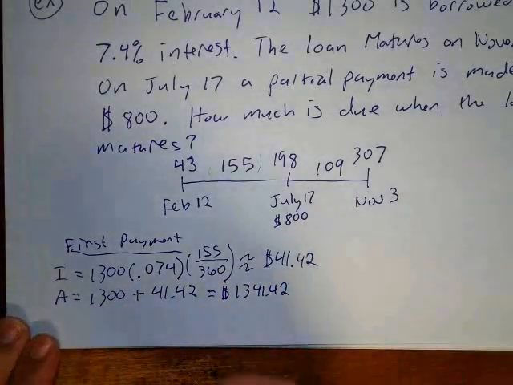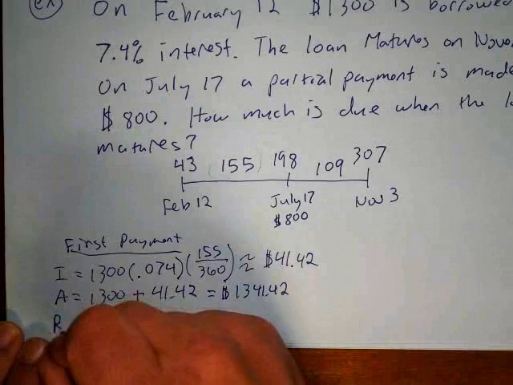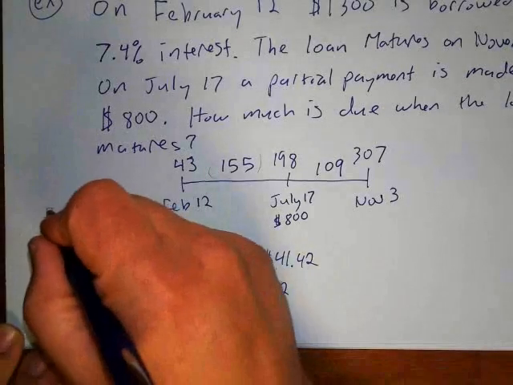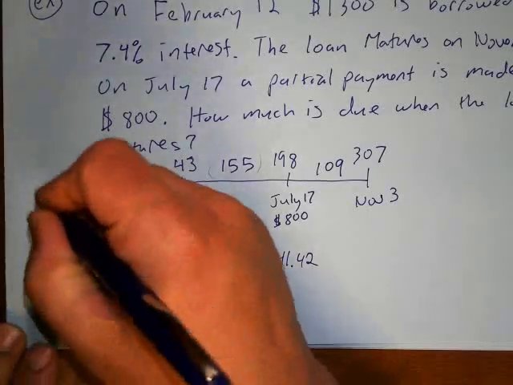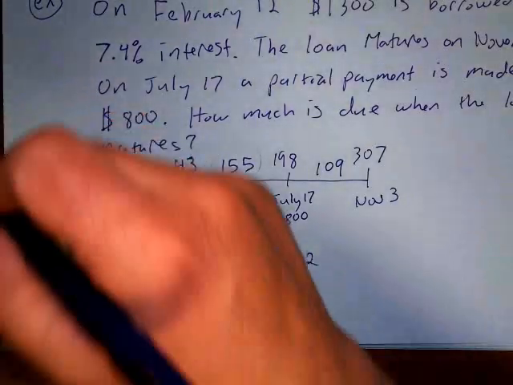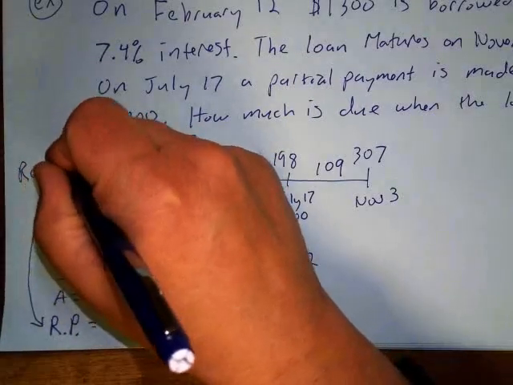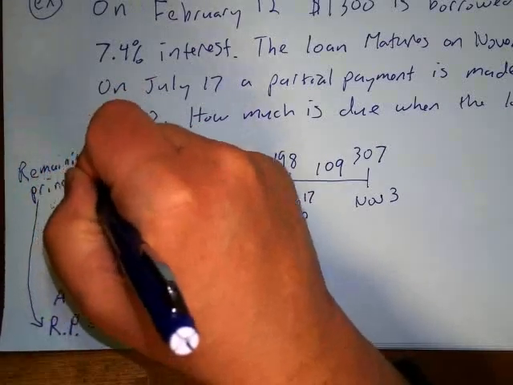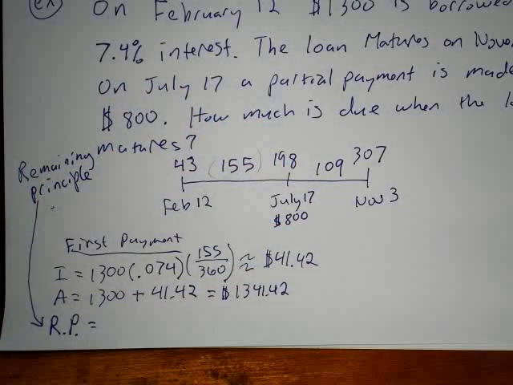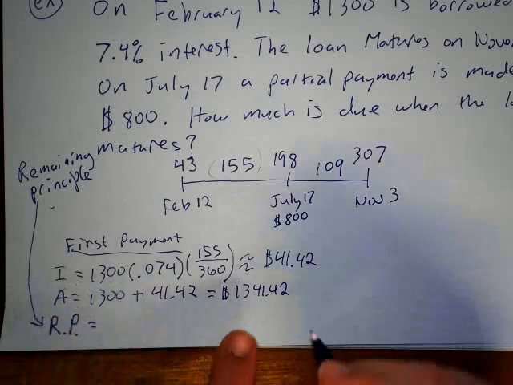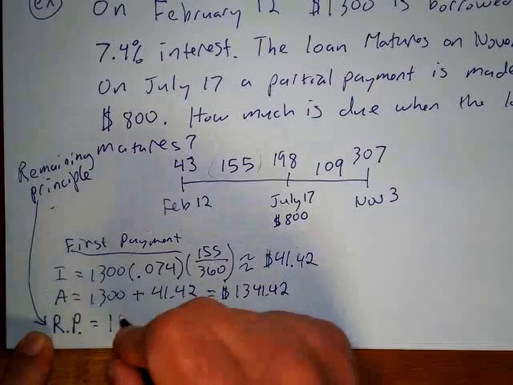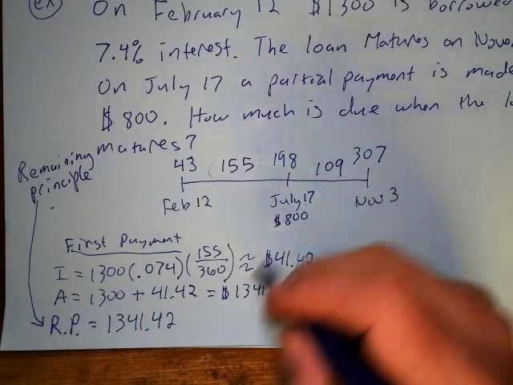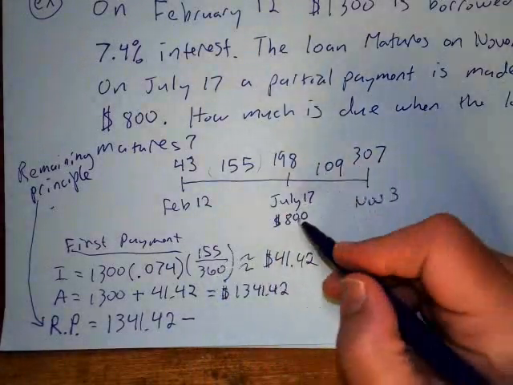So now what you're going to do is find the remaining principal. Maybe I'll put a little arrow here. I call it RP, and so that's remaining principal. So the remaining principal is this amount that I owe on July 17th, minus the partial payment that I make.